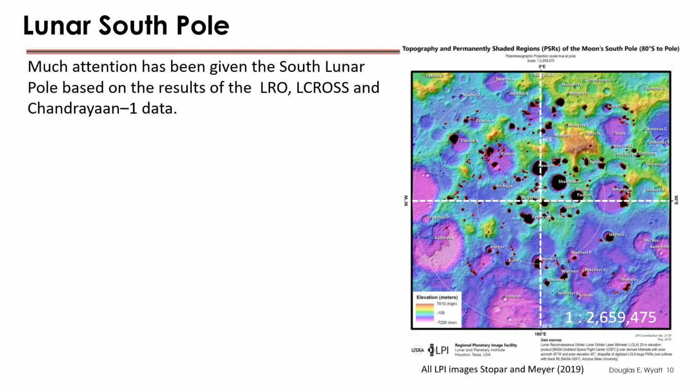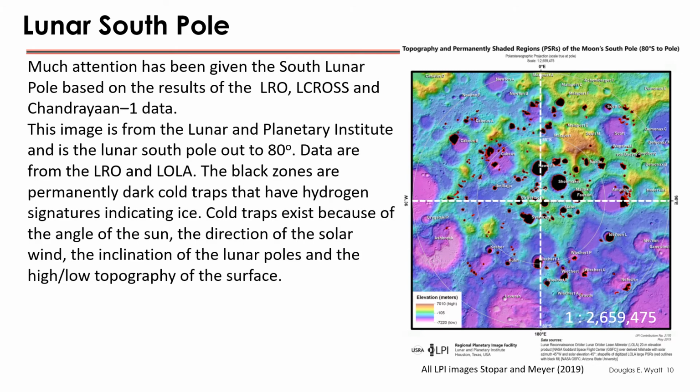And the image at the right is from the Lunar and Planetary Institute and the excellent work done by Stoper and Meyer and their associates. And this is the lunar South Pole. The crosshairs are in the pole, and the dark areas are craters with permanent cold traps. Cold traps exist because the angle of the sun, the direction of the solar wind, inclination of the lunar poles, and the topography all create areas that are permanently dark, permanently cold, with excellent potential for long-term survival and existence of lunar ice.